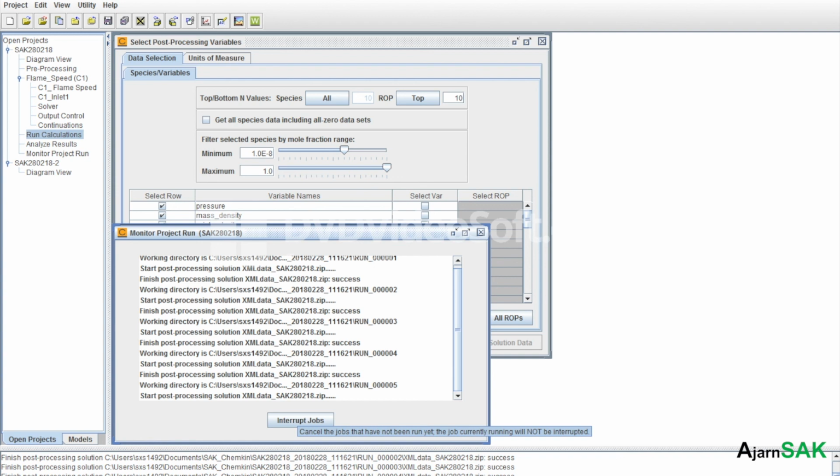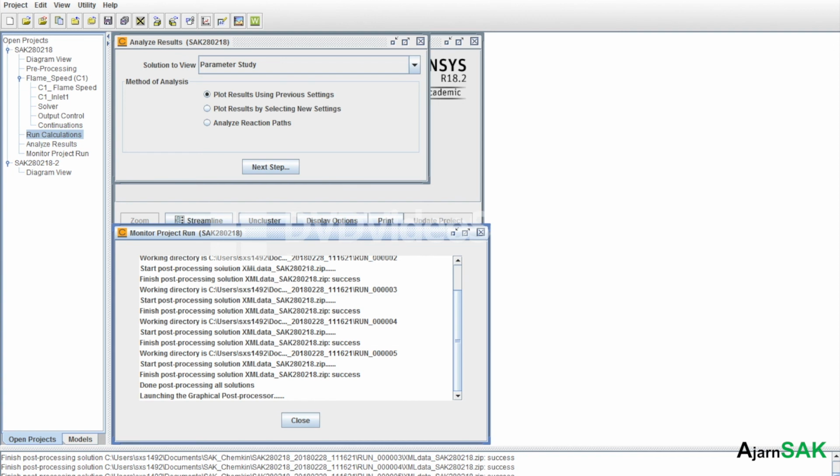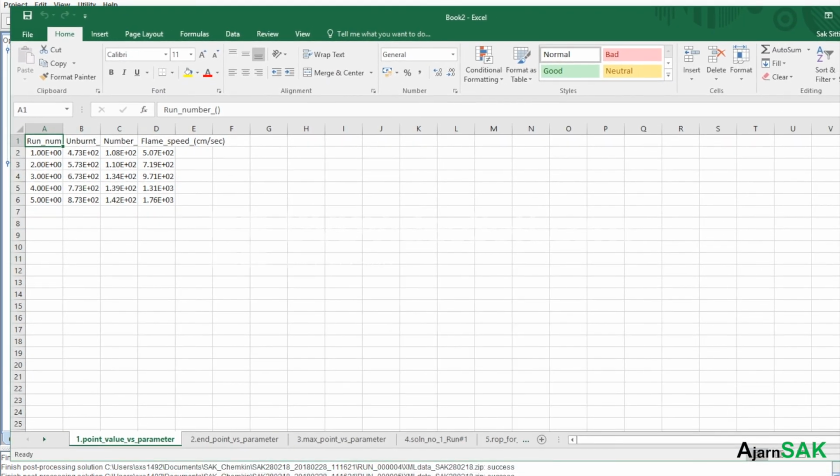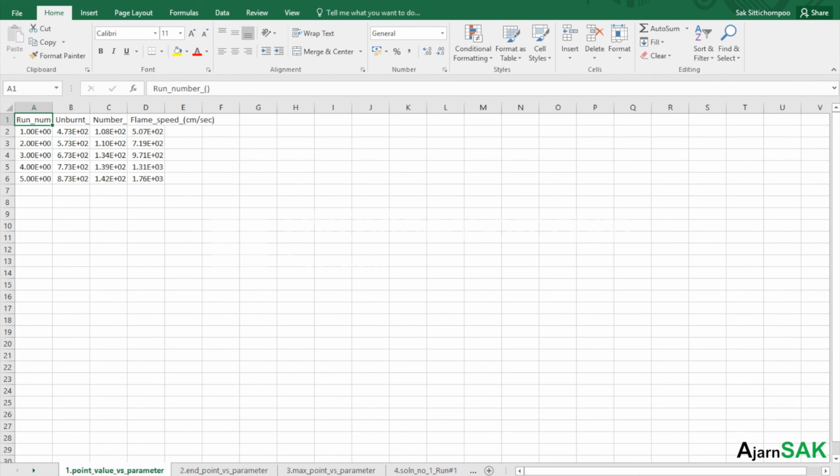Okay, we generate a lot of files, just one Excel file. Look at this. At this unburnt temperature, this is your initial temperature. This is your flame speed. So you can have your flame speed with respect to temperature. You can see that it should be something like this. You can do anything you want with this, like playing around with the parameter.